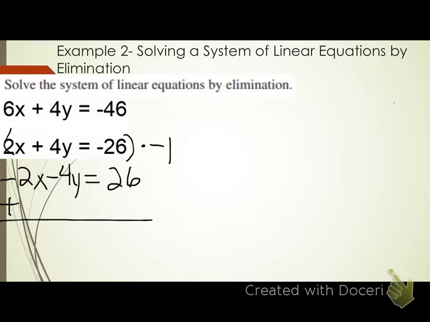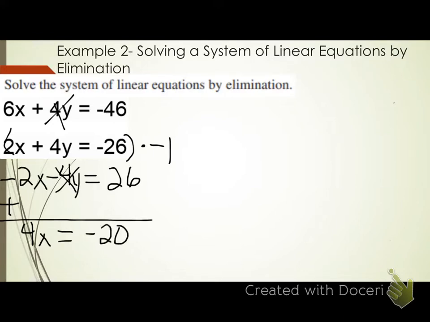So what's 6x plus negative 2x? 4x. What happens with the y values? They're eliminated. Negative 46 plus 26. Not 20. Negative 46 plus 26. Negative what? Negative 20.